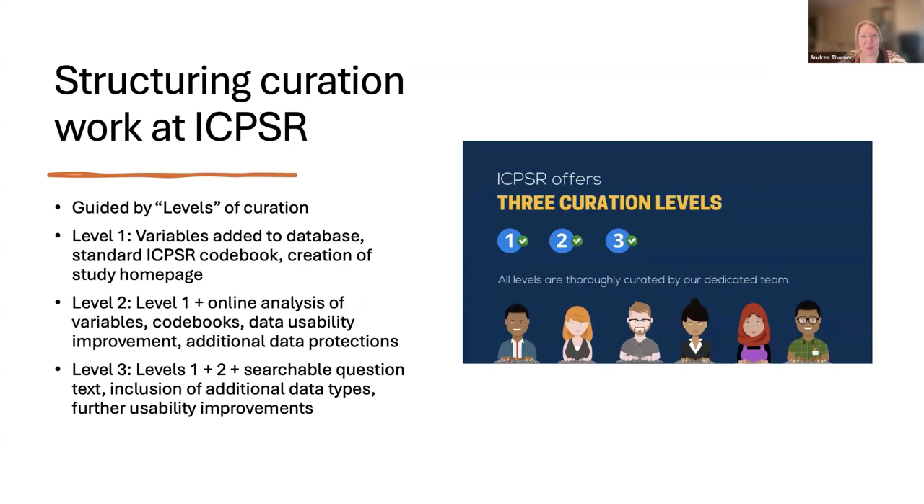Okay, so if ICPSR isn't really adhering to a workflow, how do they structure their work? Some of it is structured through their own internal guidelines. ICPSR has 3 levels of curation that they offer for their services. Level 1 is the lowest level. Level 3 is the most intensive. And the level of curation is guided, like I said before, through funding, largely.